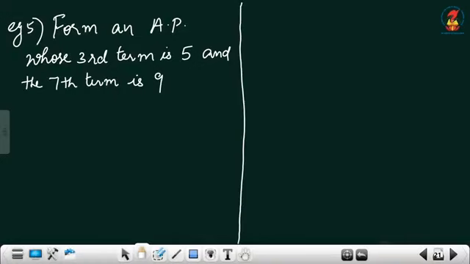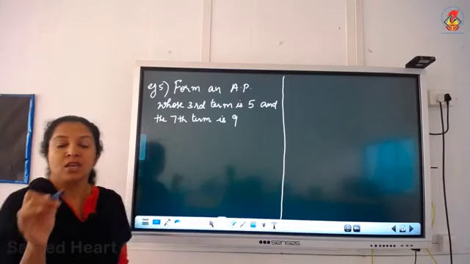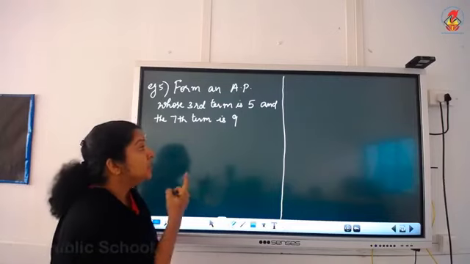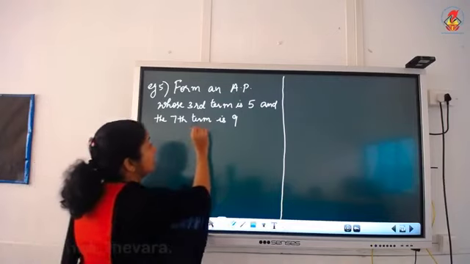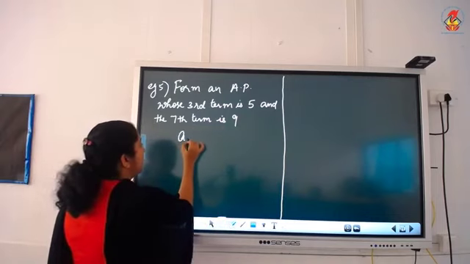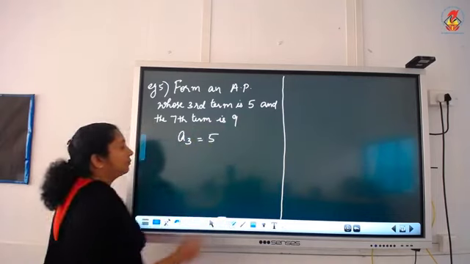Next question. Example 5, form an AP whose third term is 5 and seventh term is 9. Form an AP means we need a and d. If you get the first term and the common difference, we can form the AP. But it is not given here. What is given is third term is 5. Third term means a3 is equal to 5.